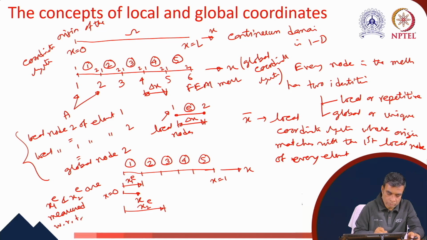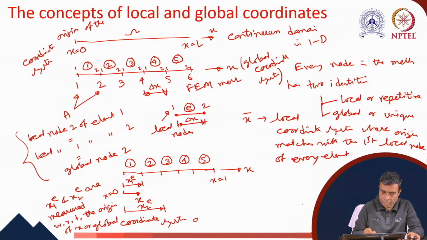with respect to the origin of x or global coordinate system, or x1e and x2e are global coordinates.